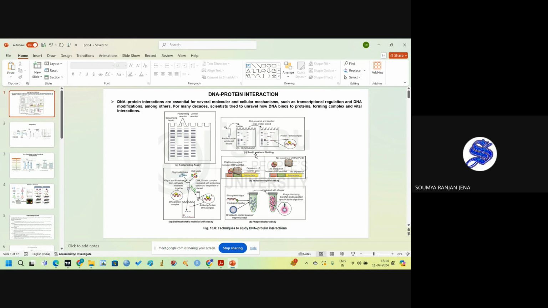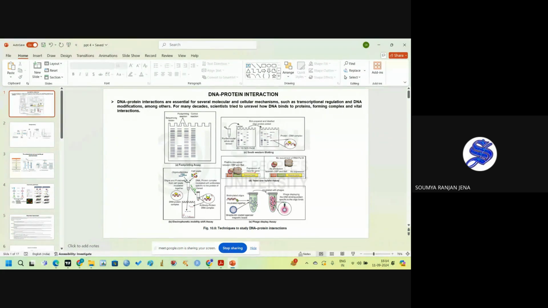But in southwestern blotting, you put the DNA inside the gel, and you pour the oligoprobes onto this gel, and these oligoprobes bind to the appropriate protein molecules, and this forms a protein-DNA complex, and this protein-DNA complex you can easily detect by a UV illuminator or any intercalating dye.